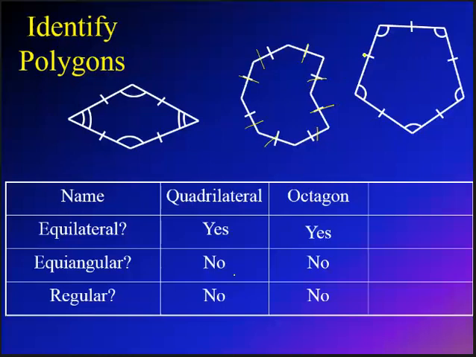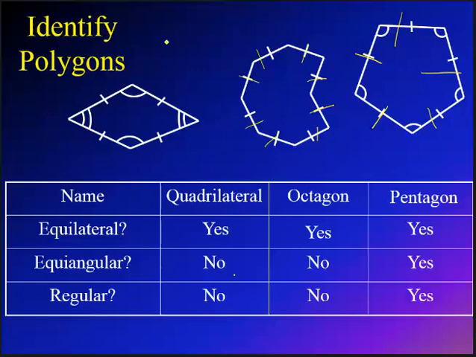Again, we need to count the sides. 1, 2, 3, 4, 5. What do we call a 5-sided polygon? Pentagon. Is it equilateral? I see 5 congruency marks on those sides, so yes it is. Is it equiangular? I see the same congruency marks on all 5 angles, so yes it is. So is it regular? Yes it is.